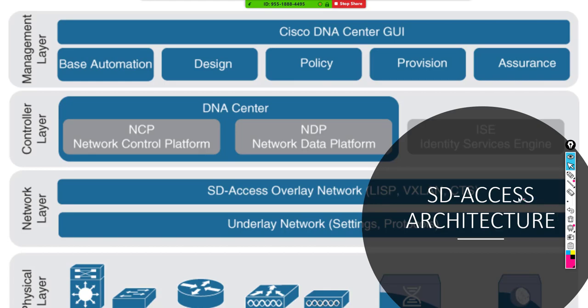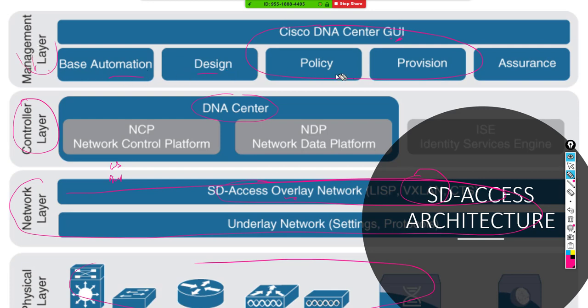And yes, this is one more diagram to show you the working nature of SD-Access based on layers. Your physical layers are going to be as they are. On the network layers, especially your distribution layer and the core layer, is where you have to keep your SD-Access overlay, and it's VXLAN which is going to integrate. Then DNA Center is the one which is going to control the control plane, and then you have the DNA Center GUI. GUI is nothing but graphical interface, which is going to take the management layer.